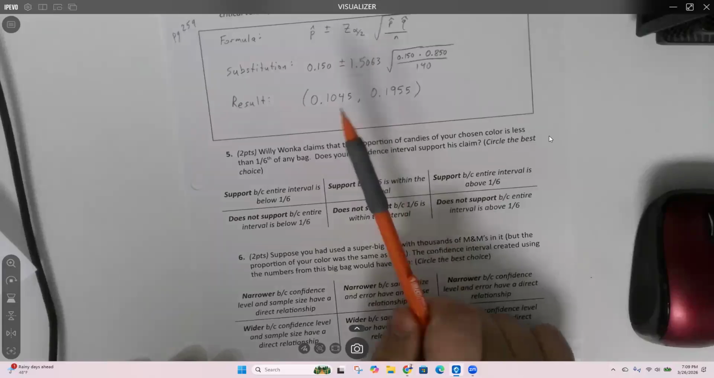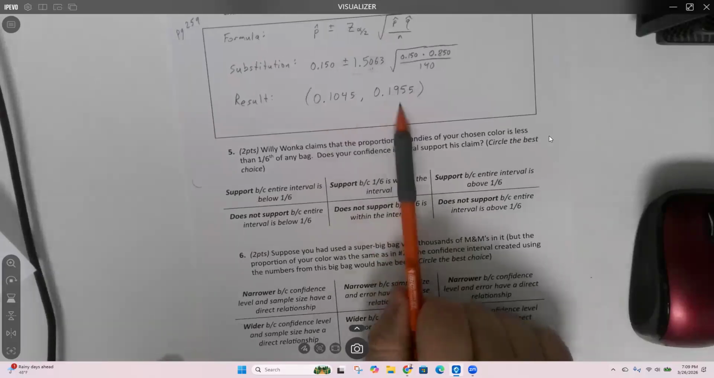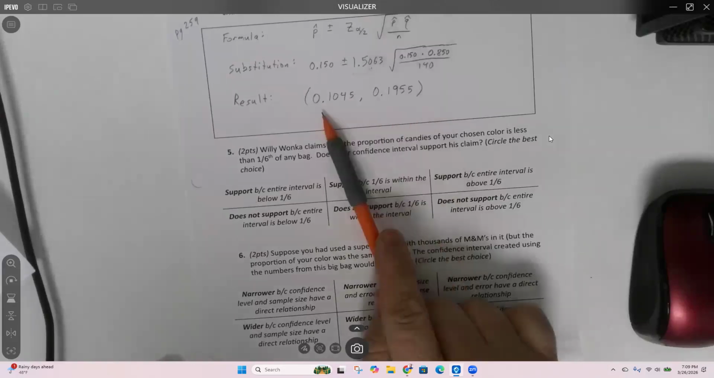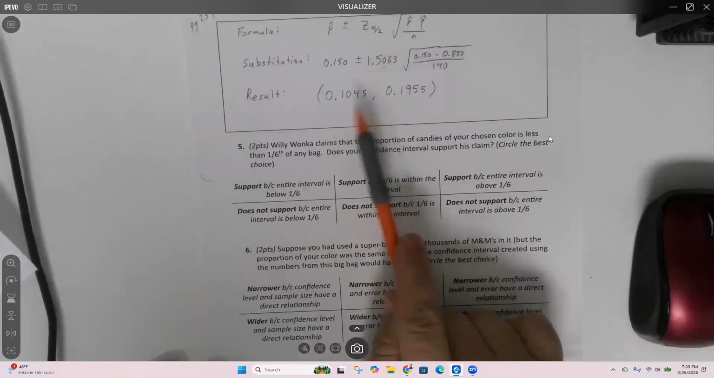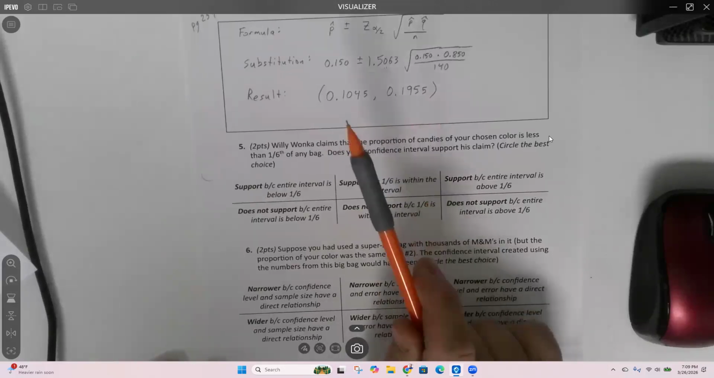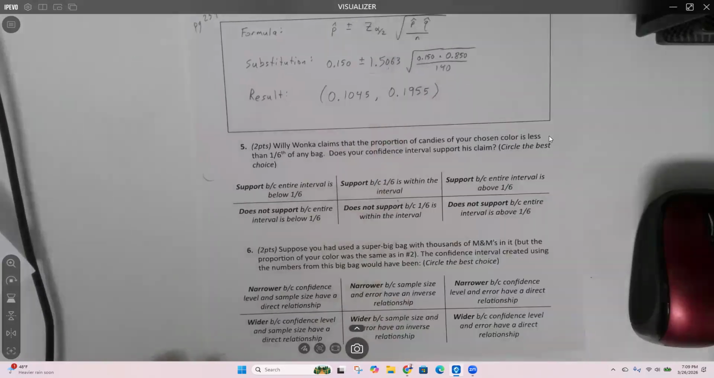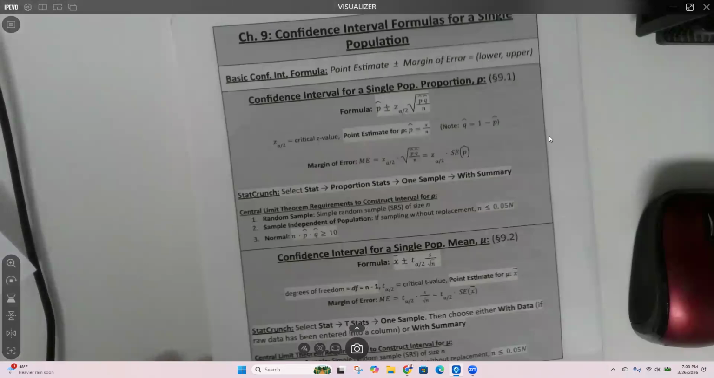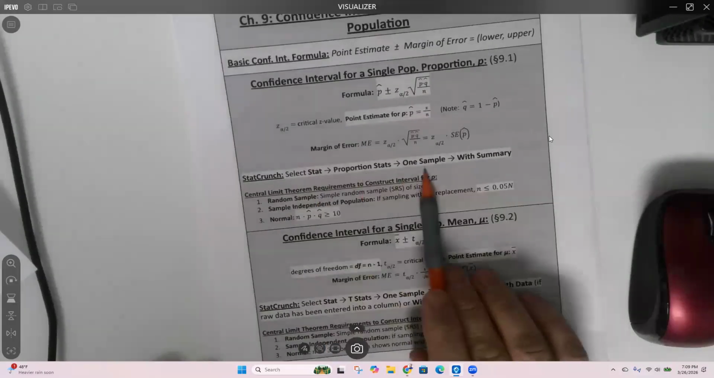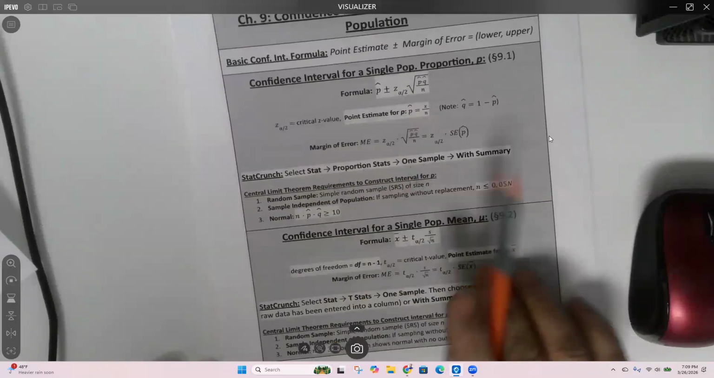If I wanted, I could have said I need to be more confident, I want to be 95% or 99% confident. So this is what I got for calculating using the calculators. This is not the only way I could have done it, so I'm going to show you a different way. Using StatCrunch, you would do Stat, Proportion Stats, One Sample with Summary. I'm going to show you how to do that as well.